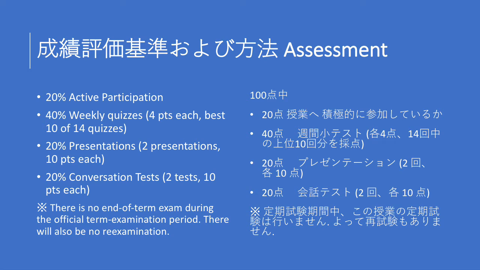Now, what will we be doing during this course? Here are the things you'll be graded on. 20 points for active participation, 40 points for weekly quizzes, 20 points for presentations. There's 2 of them, they are 10 points each, and 20 points for conversation tests, 2 tests, 10 points each. There's no end-of-term exam, no teiki shiken, during the official term exam period.